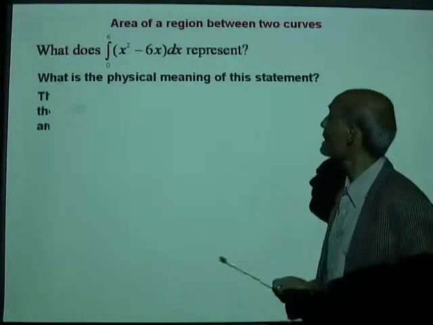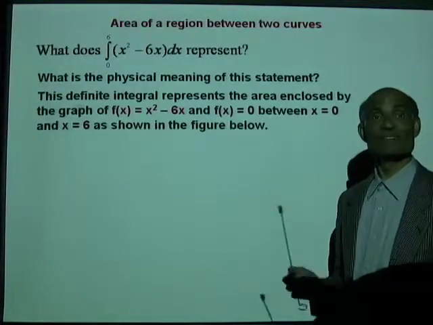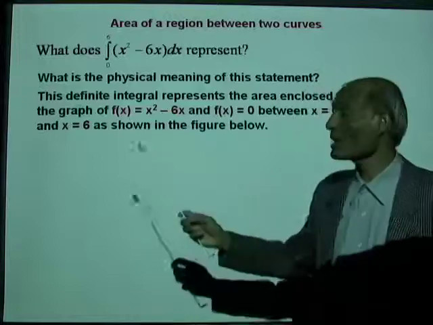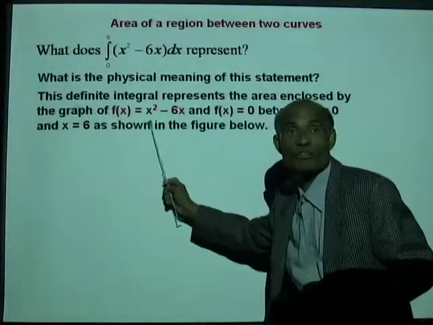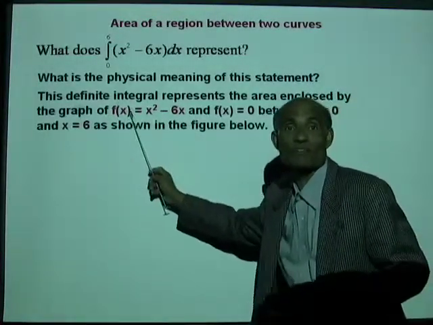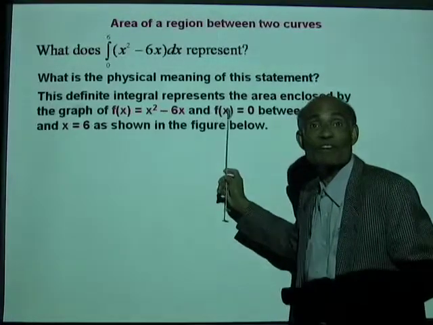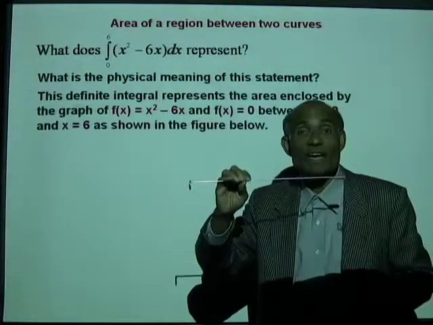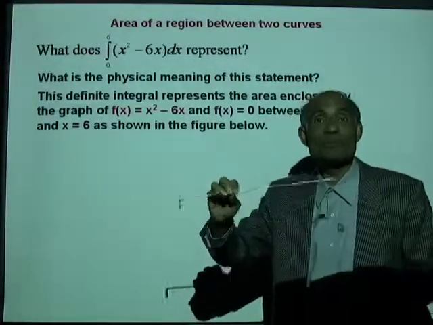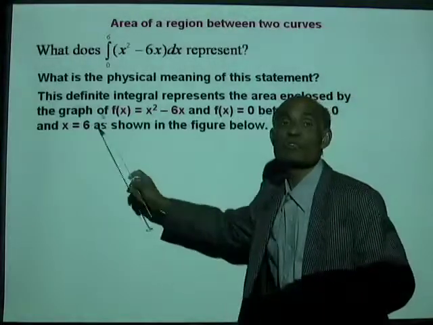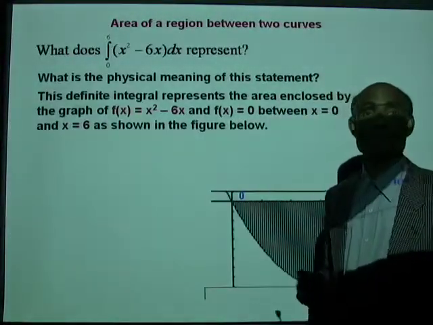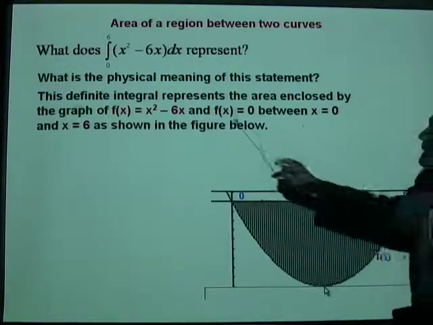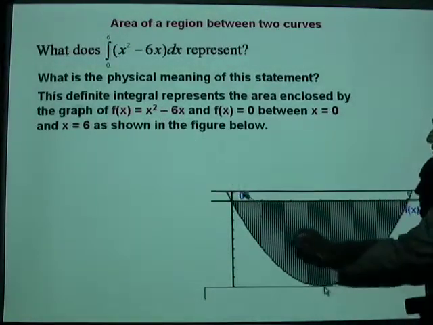So what is the physical meaning of this statement? This definite integral represents the area enclosed by the graph of f of x equal to x squared minus 6x and f of x equal to 0. Remember, f of x equal to 0 is the x-axis, y equal to 0, between x equal to 0 and x equal to 6. Now, if you look at this, this is the graph of x squared minus 6x.